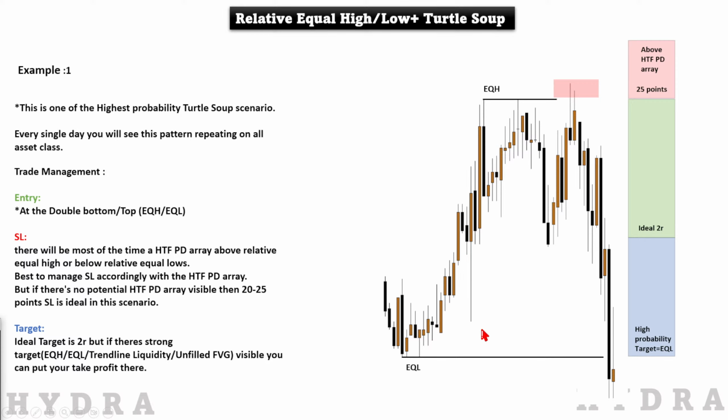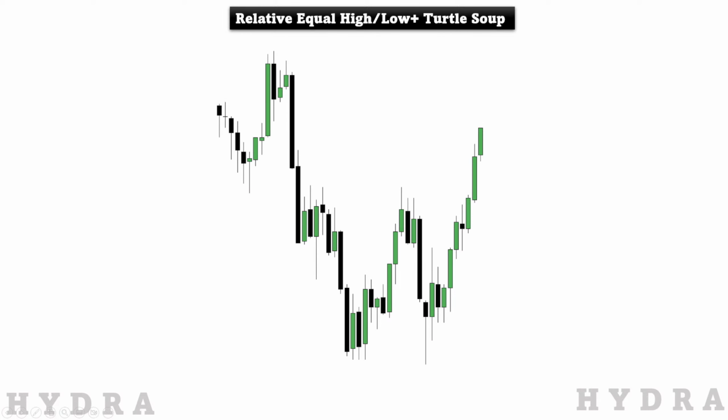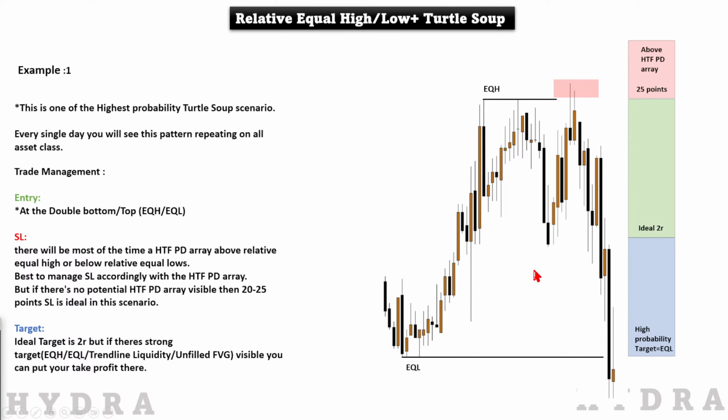If you have a clean swing low and you are spotting this setup, I highly recommend you not to take it. These setups are only high probability when price has more trend line liquidity in the opposite direction of your trade. So we are taking a bearish trade, so we want to see price forming relative equal lows, trend line liquidity, unfilled fair value gaps right here like this. So how do we trade it? At the double top, you take the entry right here.